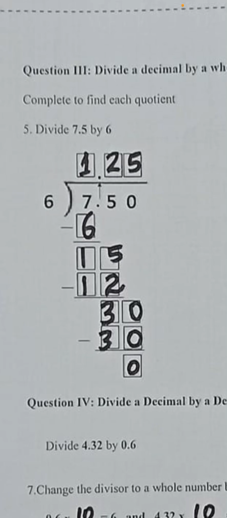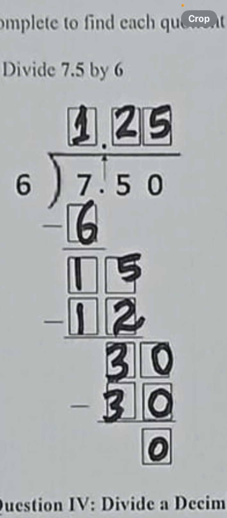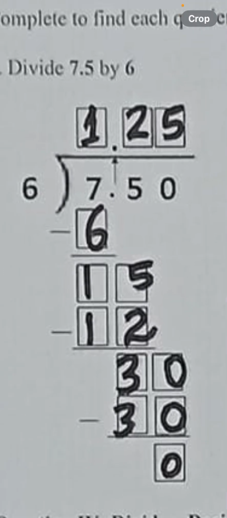First question, divide 7.5 by 6. As you can see, 7.5 we can write it as 7.50. So the first step, as you can see in the dividend, we have a point. So we put the point up, and exactly above the point in the dividend we put it in the quotient.